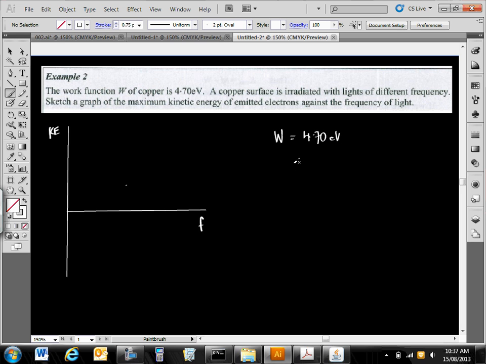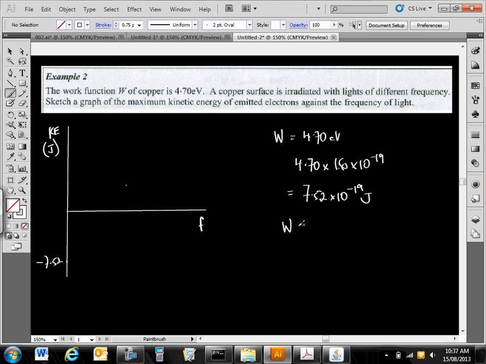If I want to change that to joules, I multiply that number by what? Yes, 1.6 by 10 to the minus 19, which equals 7.52 by 10 to the minus 19 joules. So now I've converted this to joules, so I'm saying that this y-axis is in joules. This y-intercept is now minus 7.52. That's our work function.